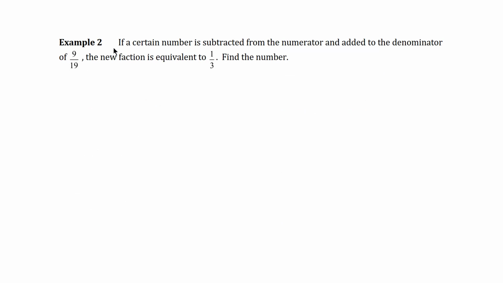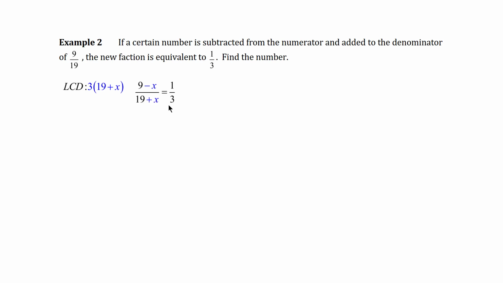For example number 2, if a certain number is subtracted from the numerator and added to the denominator of 9 over 19, the new fraction is equivalent to 1 over 3. Find the number. To find the number, we're first going to start off with 9 over 19. We're going to subtract an unknown number from 9 and add that same number to 19. Because we don't know what that number is, we could represent it with the variable x. We also know that this new fraction is equivalent to 1/3, so we could set this equal to 1/3. So we have 9 minus x over 19 plus x equals 1 over 3.